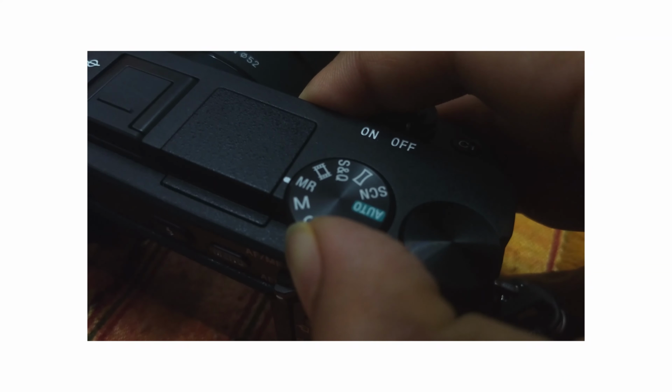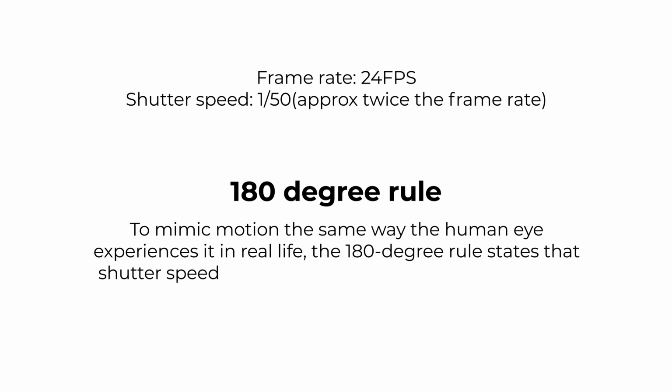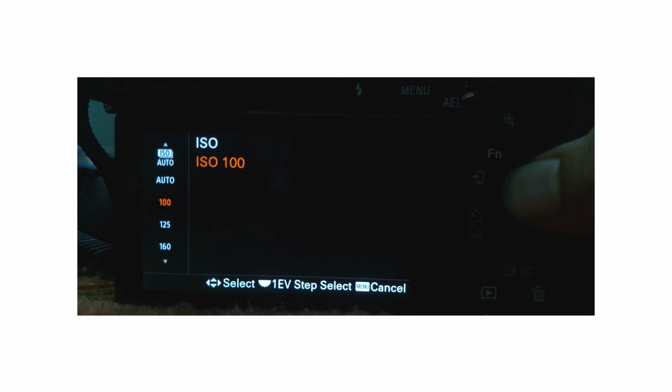So let's say you're shooting in manual mode and you're shooting at 24 frames per second. Then obviously you'll set your shutter speed to 1/50th, which is the 180-degree rule. Basically the 180-degree rule is you set your shutter speed to approximately twice your frame rate, which gets you that natural motion blur which your eye would see. Then you want more depth in your shot, so you set your f-stop to around 2 or as low as you can. Once you set your f-stop, you set your ISO to 100, which is as low as your camera can go. With these settings, I shot this shot.